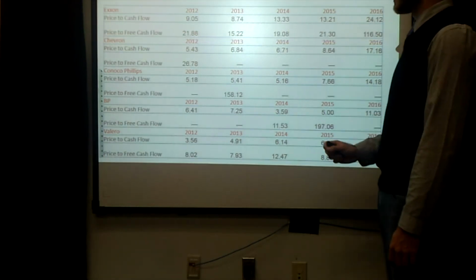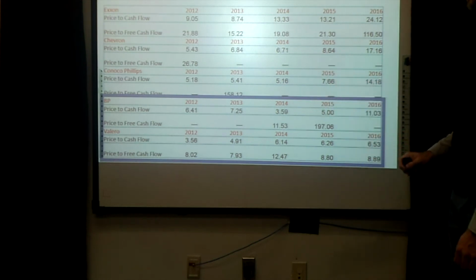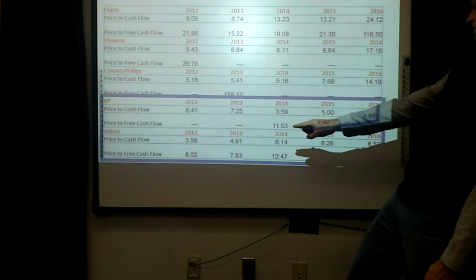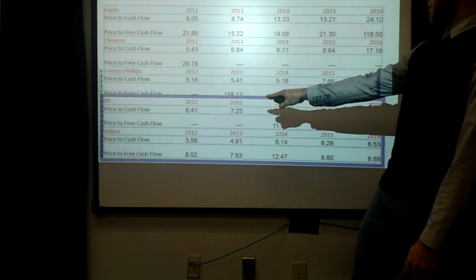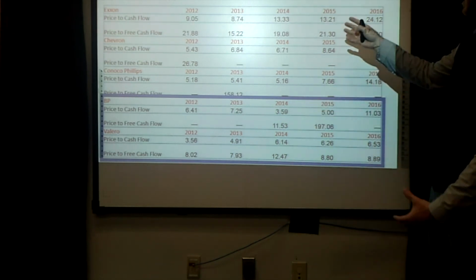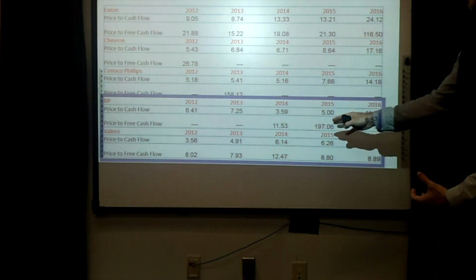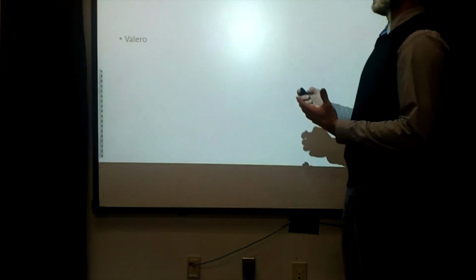Now, in terms of cash flows, which company's doing the best? BP and Valero. Valero is pretty constant every single year, and BP is fairly constant every year too. Again, within the industry they're not that far off, but these two are slightly better. So the decision with oil: Valero.